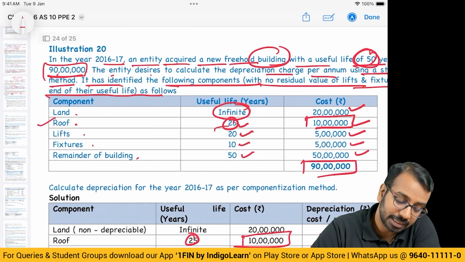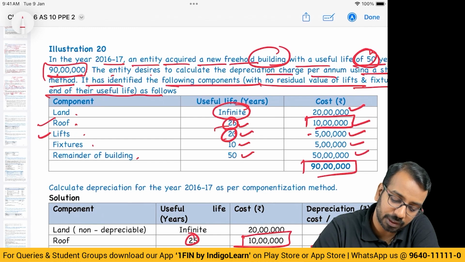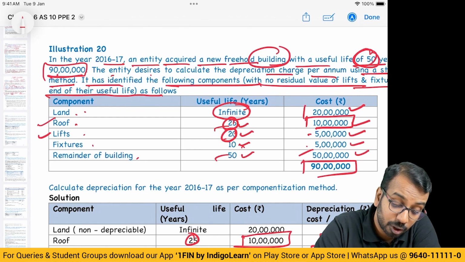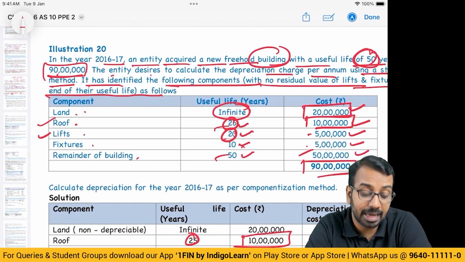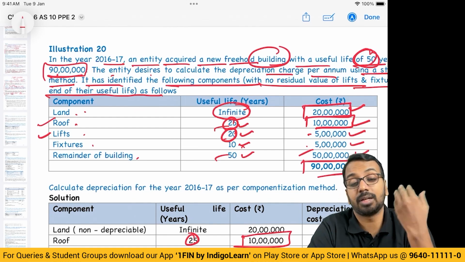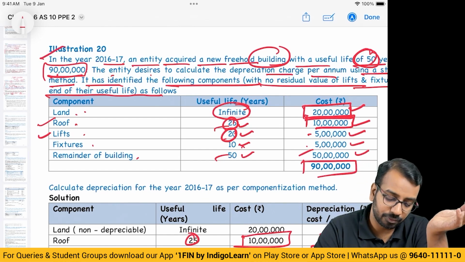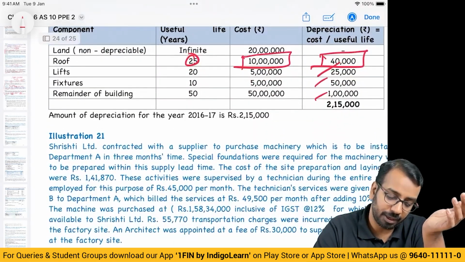Then same way, lifts 5 lakhs, 20 years, 5 lakhs divided by 20, 25,000. 5 lakhs divided by 10, 50,000, and 50 lakhs divided by 50, 1 lakh. Land cannot be depreciated because land has indefinite useful life, or you can say infinite useful life. So this is one where we can do the component accounting.